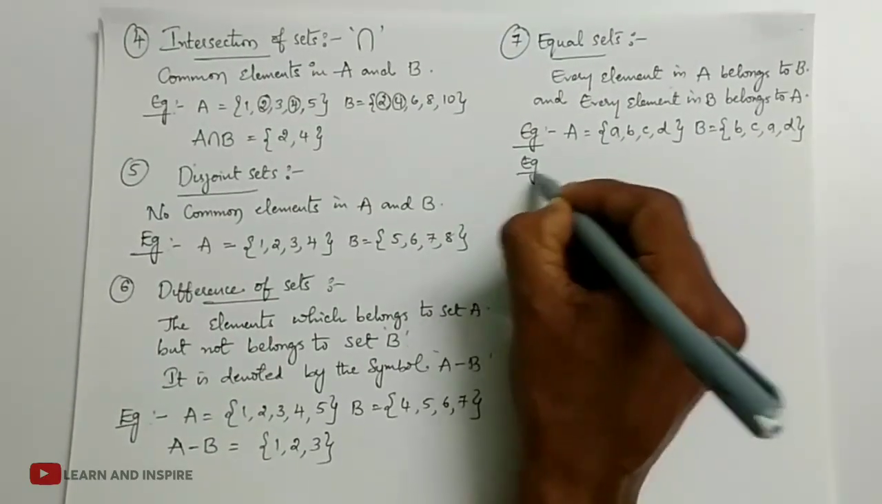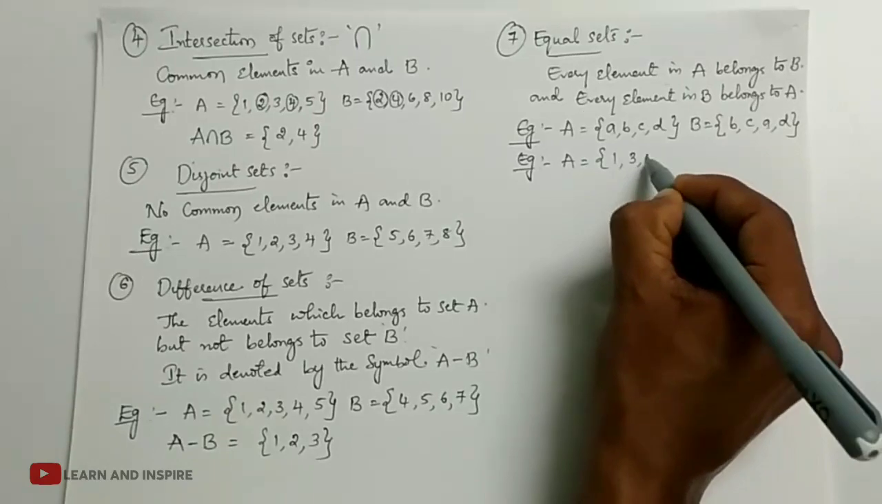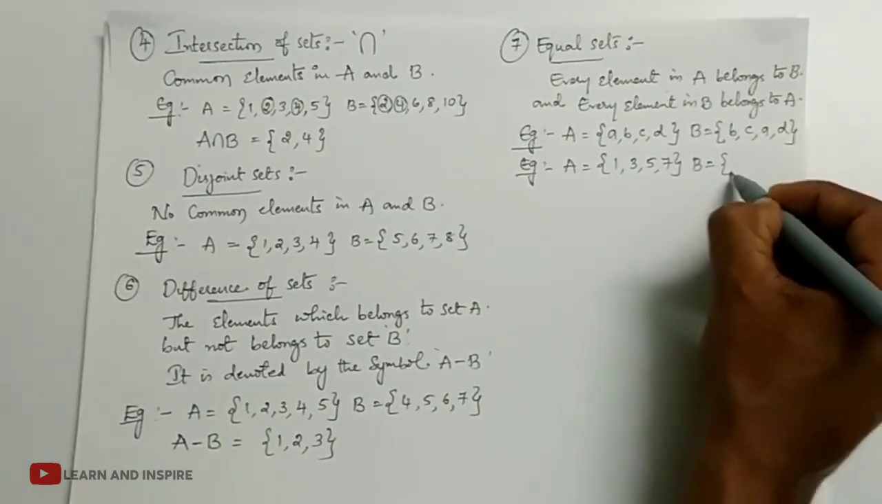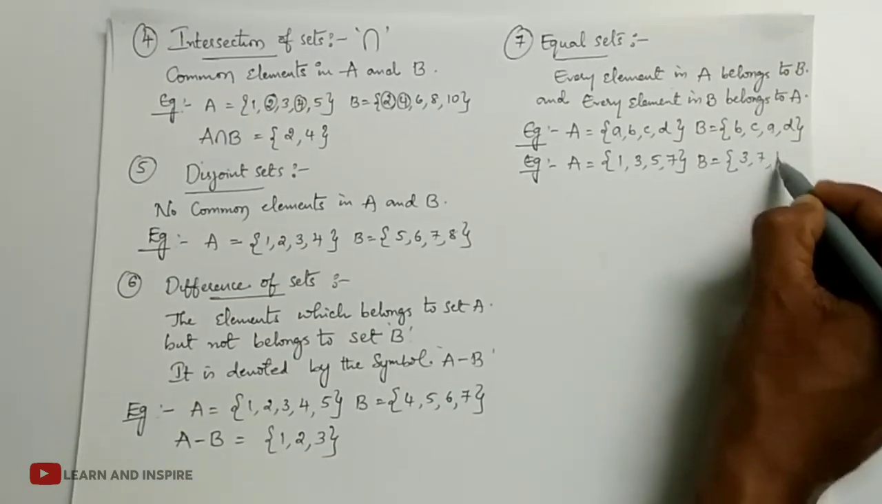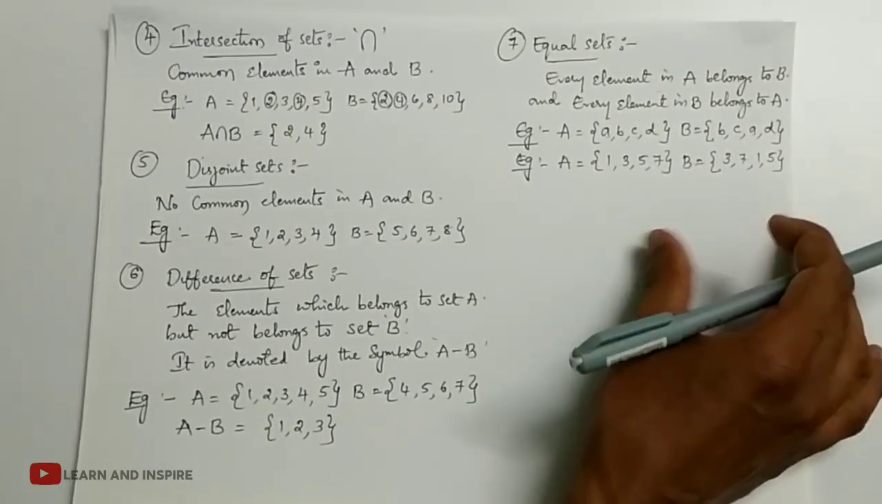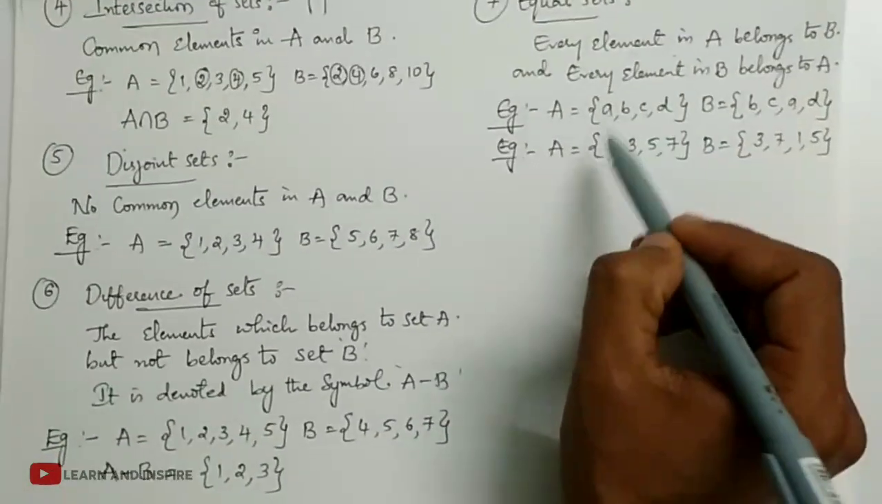So we take one more example. A is equal to 1, 3, 5, 7. Set B is equal to 3, 7, 1, 5. So can we say that these two are equal sets or not? Yes, these two are equal sets.